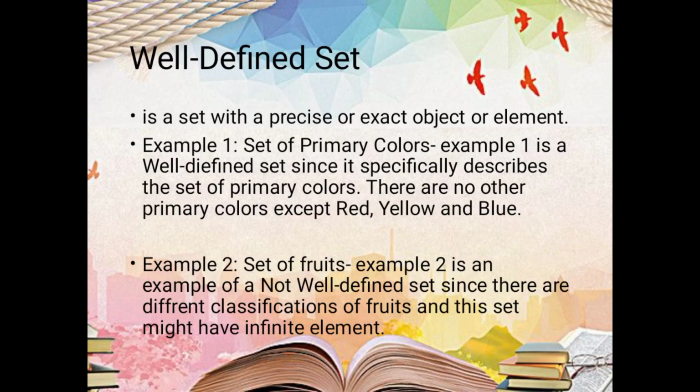So let us discuss a well-defined set. A well-defined set is a set with precise or exact objects or elements. For example number 1, set of primary colors. Example 1 is a well-defined set since it specifically describes the set of primary colors. There are no other primary colors except red, yellow, and blue.